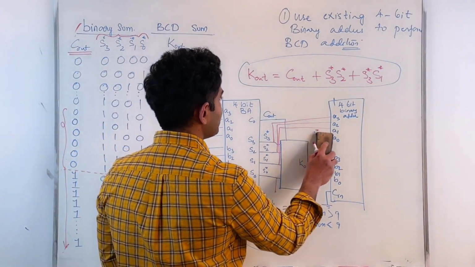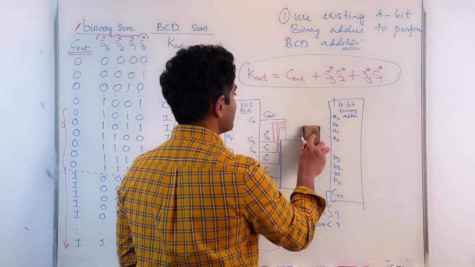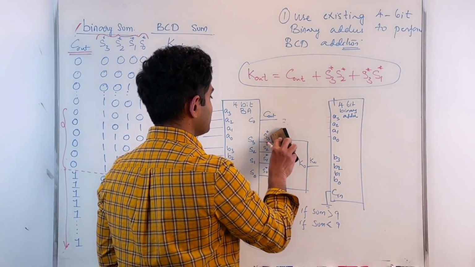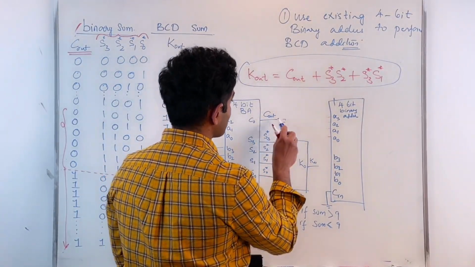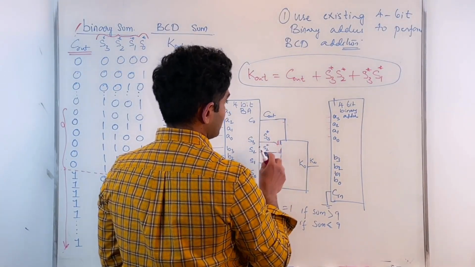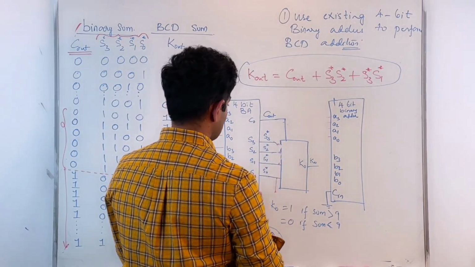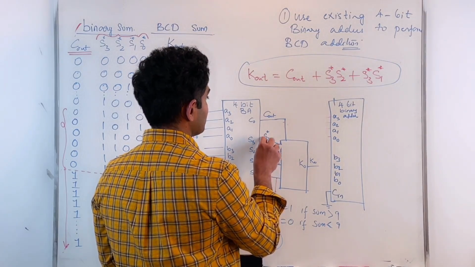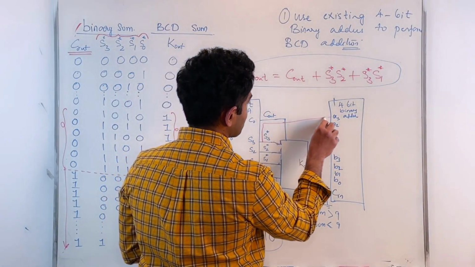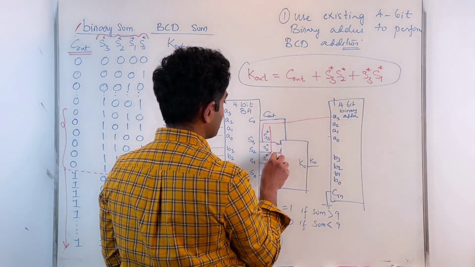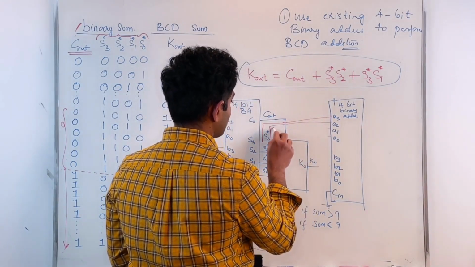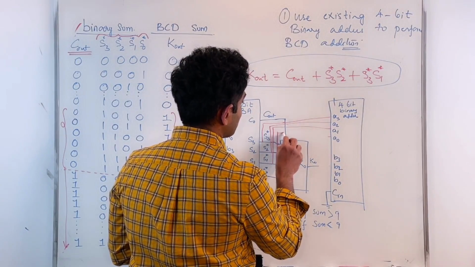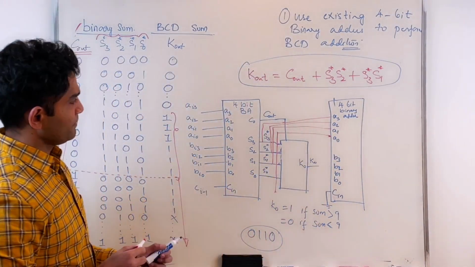Let me, to be consistent, actually redraw this nicely this time. So let's see C out. All right, so this time, applying that here. That's my A2. Applying to A1, A0.